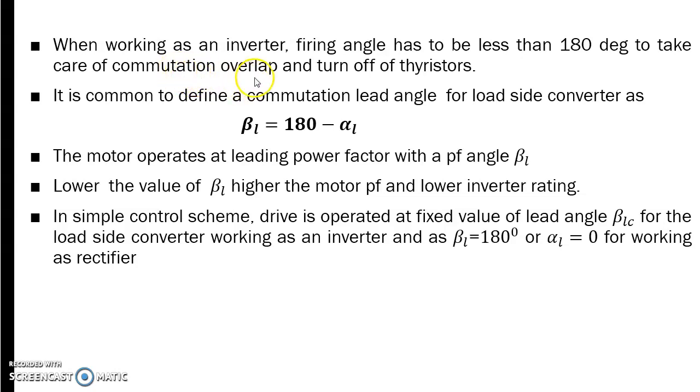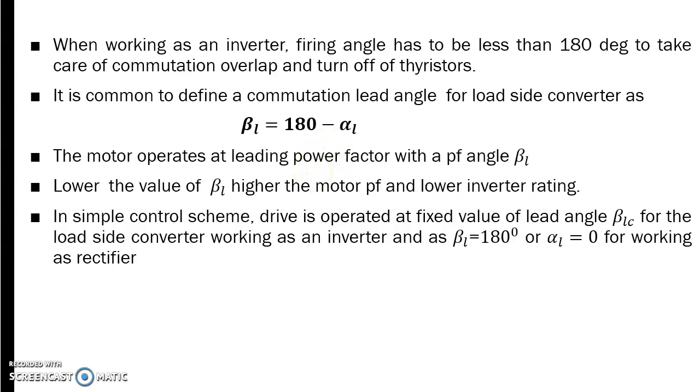Commutation overlap will also cause a reduction in the average output voltage. So we should take care of commutation overlap during the firing pulse generation. Normally the commutation lead angle is defined as beta L equals 180 minus alpha L. Beta L is the load side. This is defined for the load side converter. This is the commutation lead angle beta L, that is 180 minus alpha L. Alpha L is the load side converter firing angle.